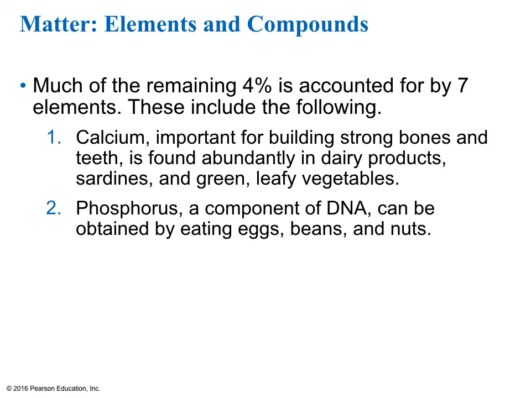So much of the remaining 4% is accounted for by those 7 elements I listed, and these would be those macronutrients, such as calcium, which is required for strong bones and teeth, and then phosphorus, which is used as a component of DNA and is used in plasma membranes, the surrounding of the cell.